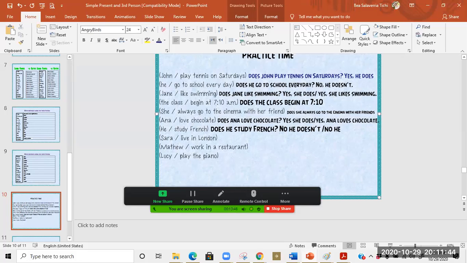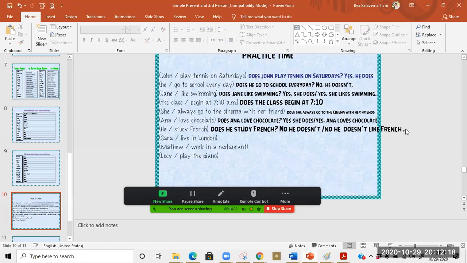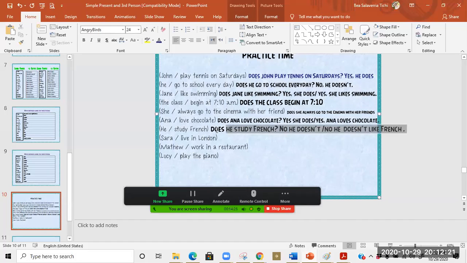No. ¿Qué pasa cuando es negativo? Y quiero hacer la oración larga. What happens when it's negative? And I want to make the long sentence. No, he doesn't. Esta hay una excepción. Aquí sí va agregado, doesn't. No, he doesn't like French. No, he doesn't, porque estoy enfatizando que no le gusta. So I need to use doesn't. No, he doesn't like French. Esa es la razón por la cual sí ocupamos to answer.